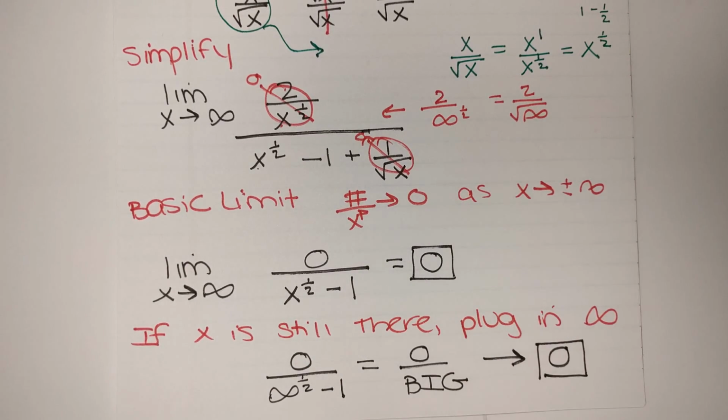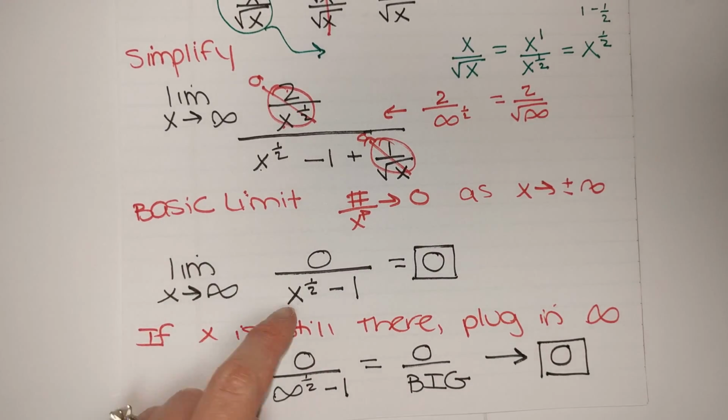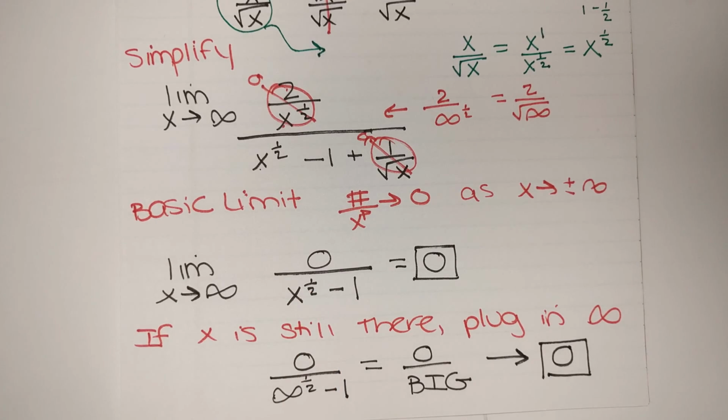Another way of thinking about this also is you have 0 over something, and that is not equal to 0. It's going to 0, but it's not equal to 0, and therefore it will be equal to 0.